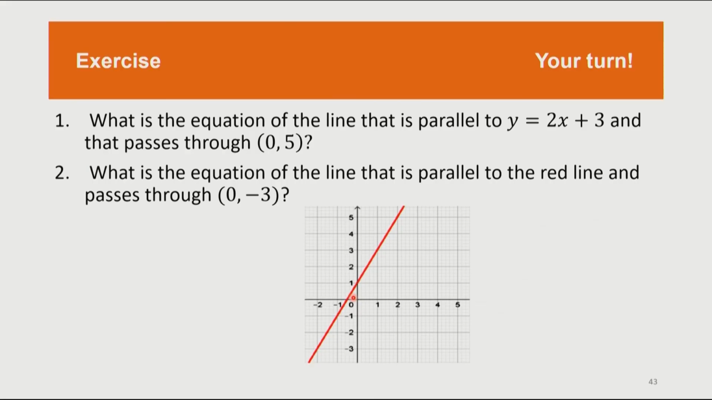So it's your turn, that is your exercise. I'll give you 1 minute to copy it. So the first exercise, what is the equation of the line that is parallel to y equals 2x plus 3 and passes through 0, 5? Number 2, what is the equation of the line that is parallel to the red line and passes through 0, negative 3? So the choice is yours.